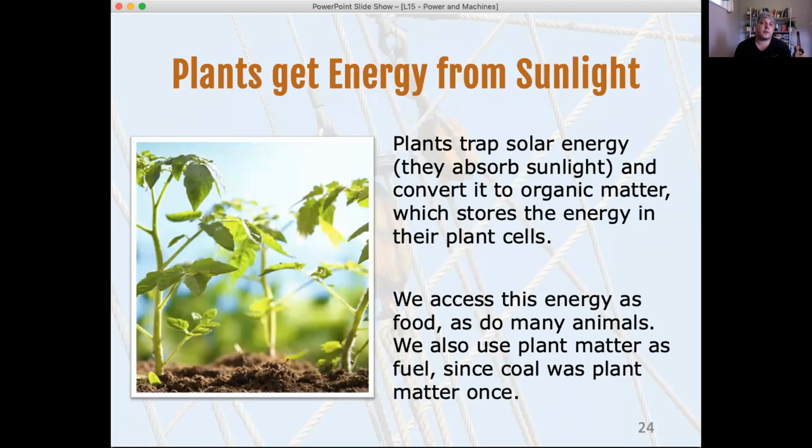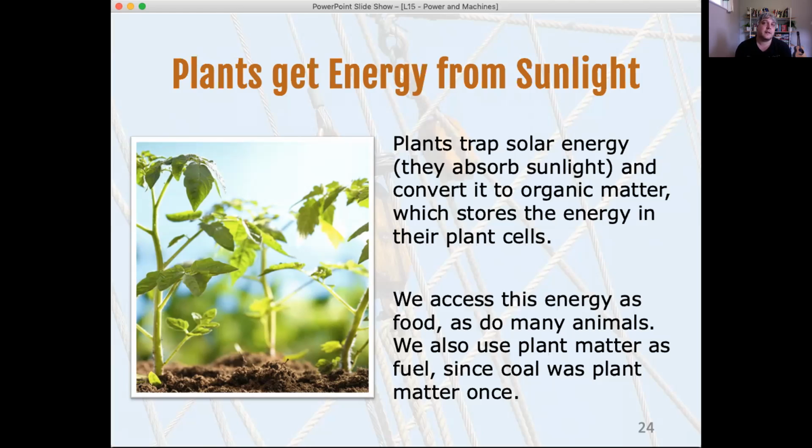That sunlight hits Earth and the plants absorb it. The plants trap that solar energy and convert it to organic matter. That's what photosynthesis is: plants capturing that sunlight, which is energy. We'll talk about energy in the form of light later on. But sunlight is just energy being sent by the sun to Earth, and the plants capture it. They store it inside their cells as chemical energy. They build starches and other molecules and store it inside their cells.